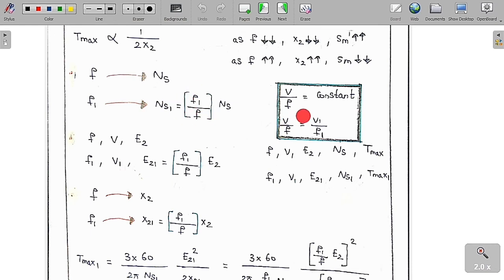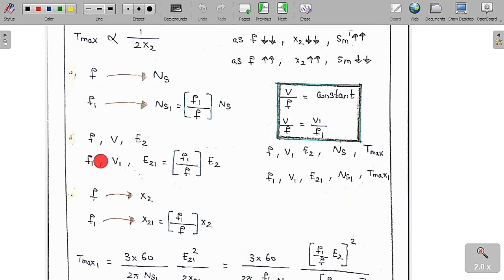We are going to use V by f as constant, so voltage by frequency as constant. So V by f is equal to V1 by f1. So we are going to keep this V by f ratio constant, which means V by f is equal to V1 by f1. Then we are going to do the further analysis of this.